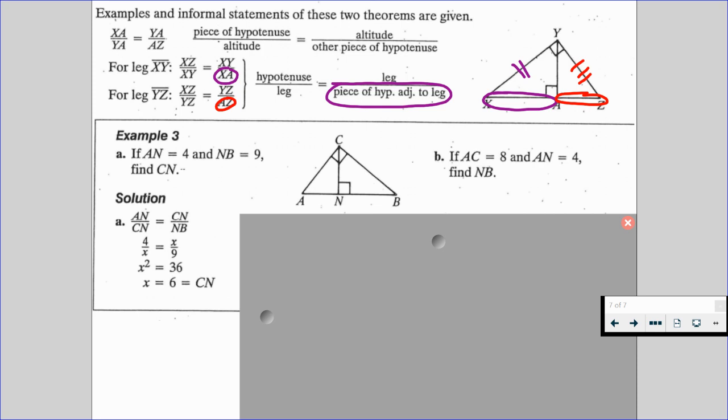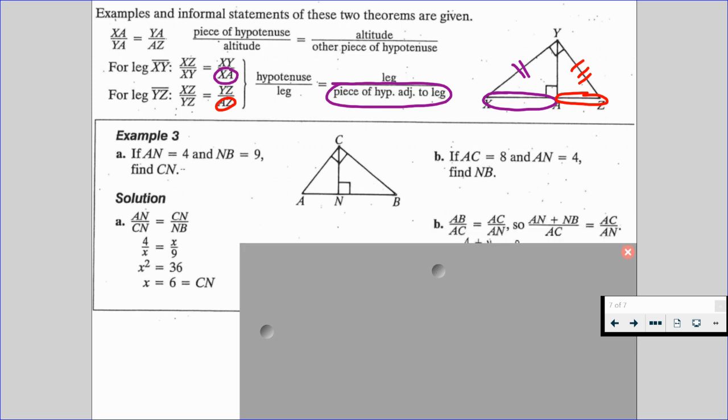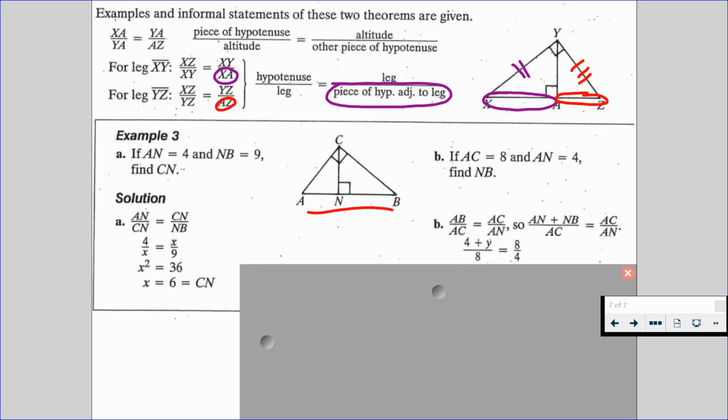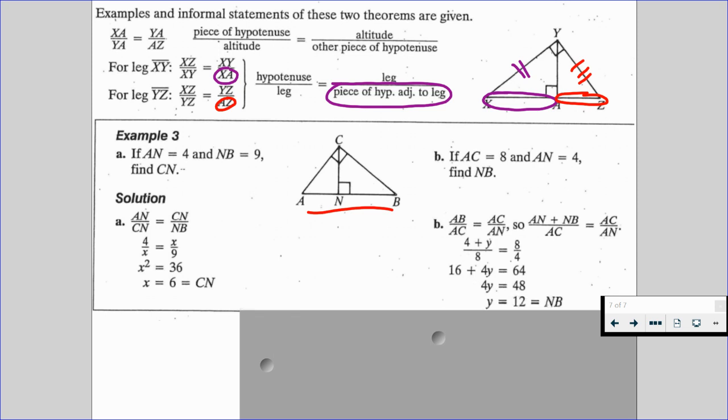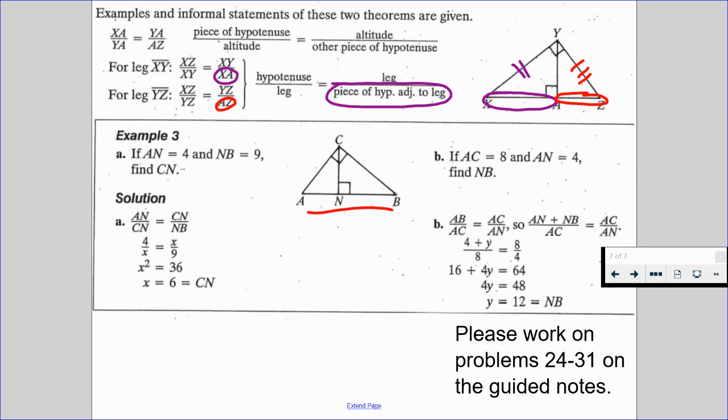And for B, if AC is equal to 8 and AN is equal to 4, we want to find NB. Well, AB over AC is equal to AC over AN. So AN plus NB over AC is equal to AC over AN. Remember, AN plus NB is going to be the entire piece of AB. So we can simplify it down. 4 plus y over 8 is equal to 8 over 4. We end up with 16 plus 4y is equal to 64. Subtract 16 on both sides, then divide by 4, and we end up having our length being 12.